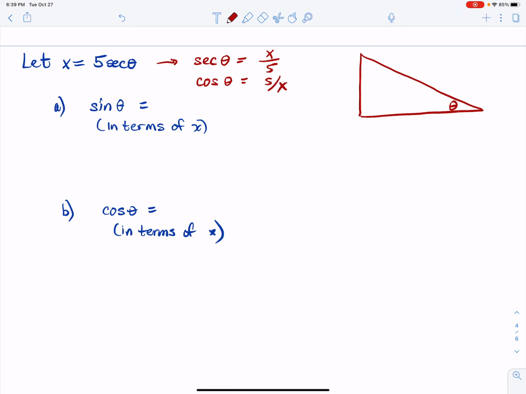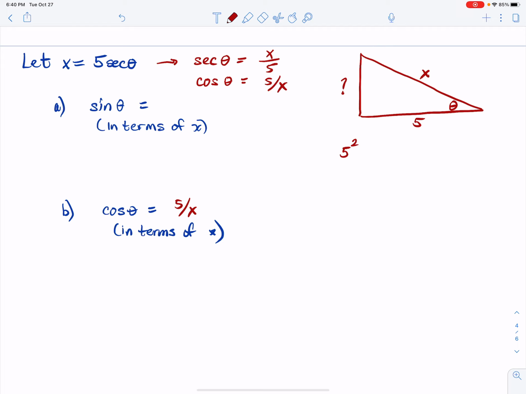Oh, would you look at that? We already have one of the answers. Sweet. Okay, so cosine of theta is 5 over x, which means the adjacent is 5 and the hypotenuse is x. Well, that's interesting. In order to find sine of theta, though, I need to find the third side of the triangle. Pythagorean theorem is here to save the day one more time.